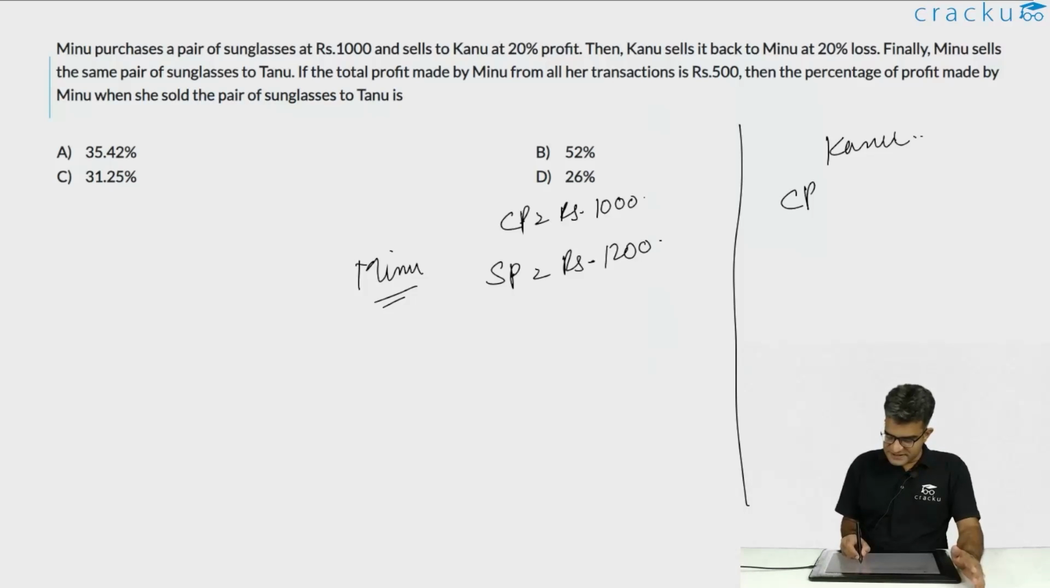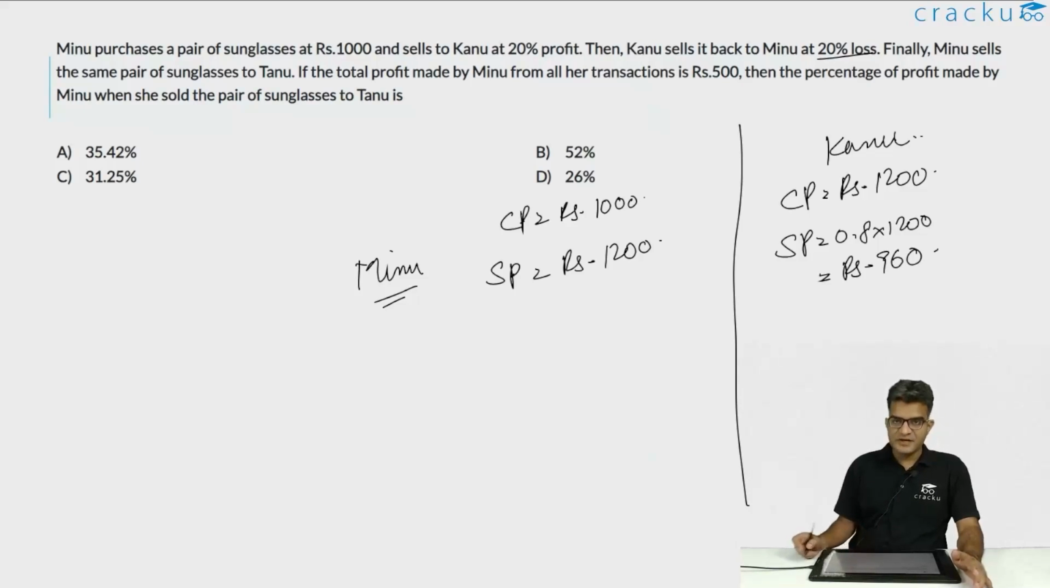From the standpoint of Kanu, the cost price is rupees 1200, and she sells it back to Minu at a 20% loss, and the selling price will be 0.8 into 1200, which is equal to rupees 960. This is the selling price. Now the second cost price for Minu will be 960.